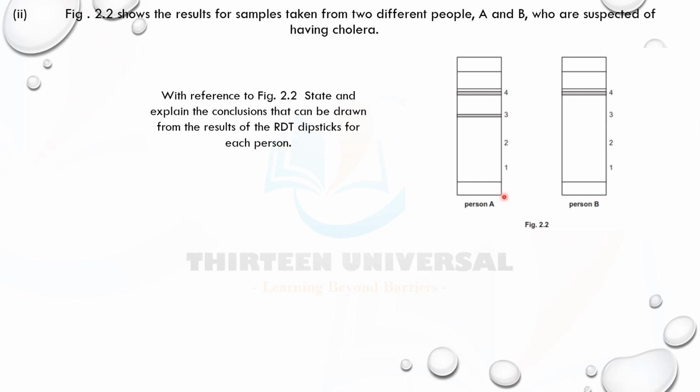Now this is person A, person B. You are the doctor, and these guys are sitting across your desk. You run a test for person A and person B. Keep away sentiment, whether they are related to you or not. What does this tell you? Pause this video and answer this question. Pause it and try. Now look at this. This area shows control.